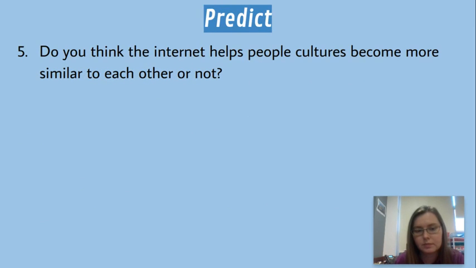Okay, so you have a prediction question. Do you think the internet helps people's cultures become more similar to each other or not? So as we use the internet more and more, are cultures becoming more similar, or are cultures becoming more different as we use the internet more and more frequently? What do you think?